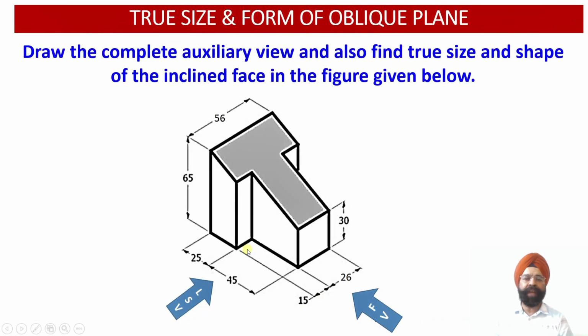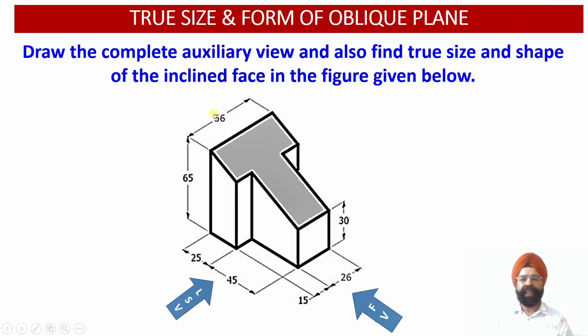Now here we have been provided with a solid which has been sectioned by an inclined plane. So this is the top section surface of the solid, which is inclined. Now we are required to evaluate the true shape of this inclined section surface of the solid. So let us read out the statement: draw the complete auxiliary view and also find the true size and shape of the inclined face as it is available in the figure which is given below.